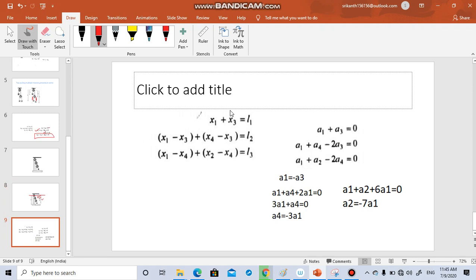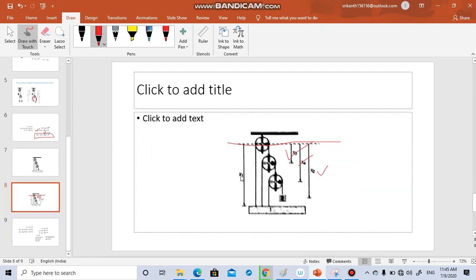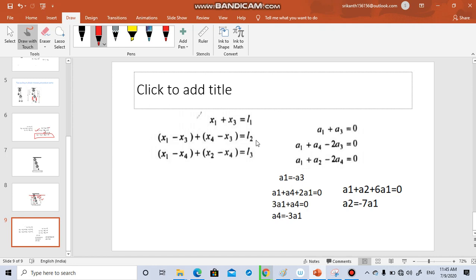Similar situation, x1 plus x3 will be equal to L1. See here how many ropes are there? This is one rope, this is another rope, and this is another rope. There are 3 ropes. So x1 plus x3 will be the first rope. Similarly for L2 and L3 we have to write. Let us see the L2.